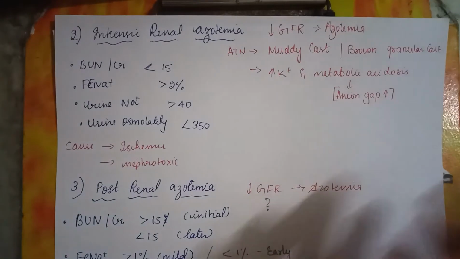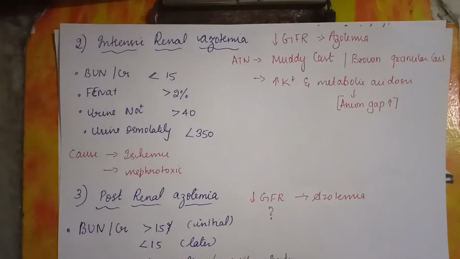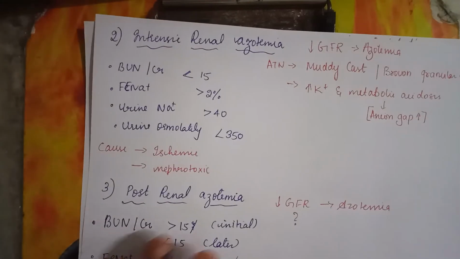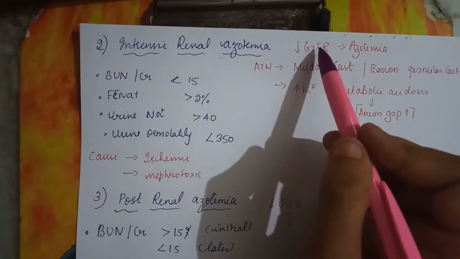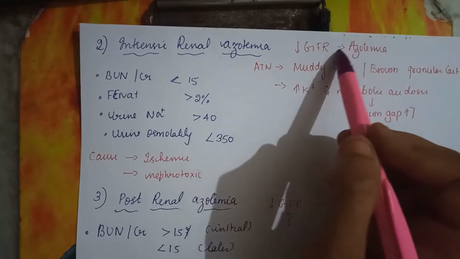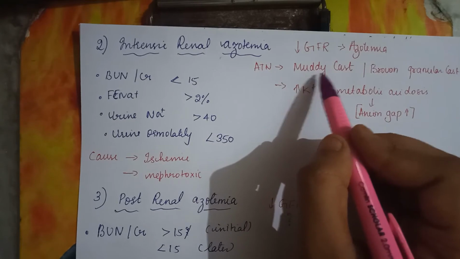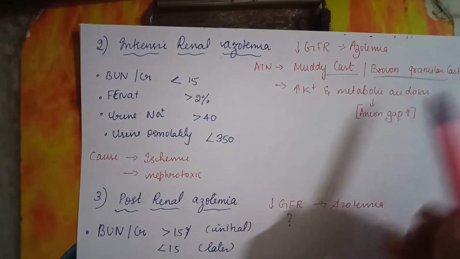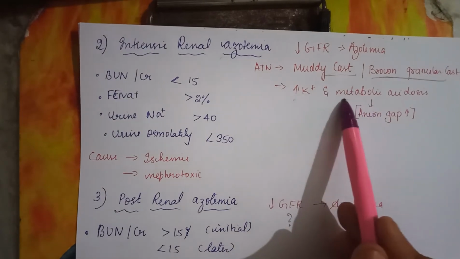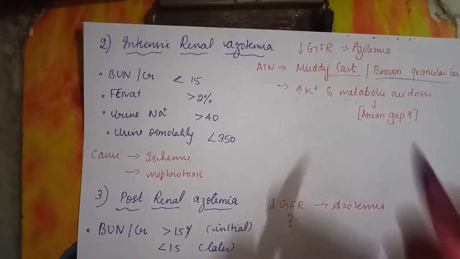Next, coming to intrinsic factor. When we are studying about intrinsic factor, it is very important among all three. In intrinsic renal azotemia, there is a decrease in glomerular filtration rate which will cause azotemia, and one of the important clinical features is formation of muddy cast or brown granular cast, and increase in K plus which is leading to anion gap acidosis. So let us try to understand.